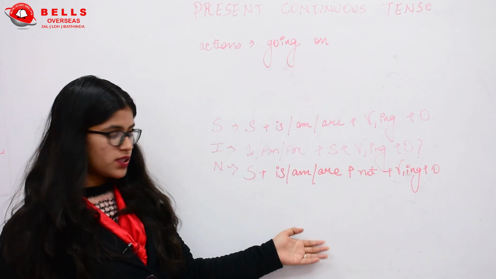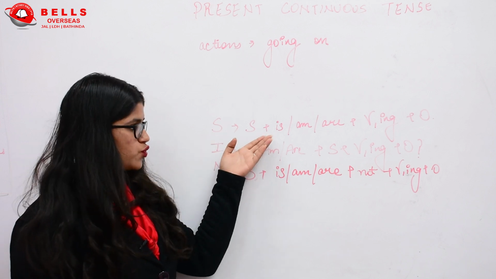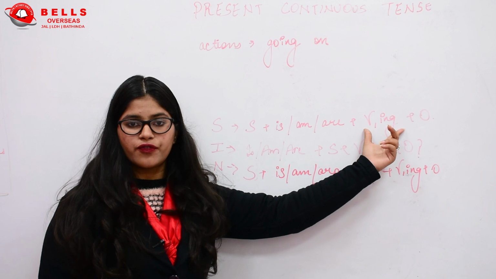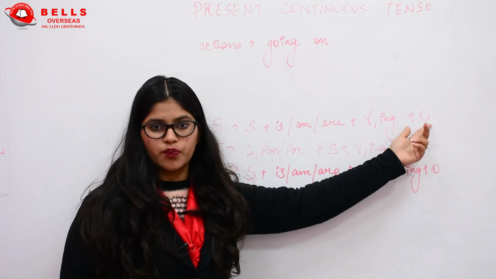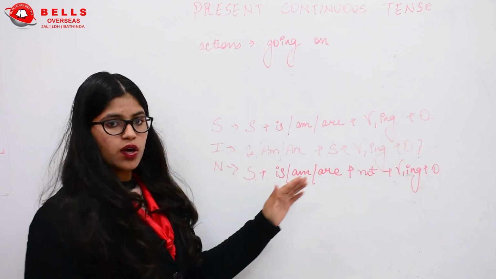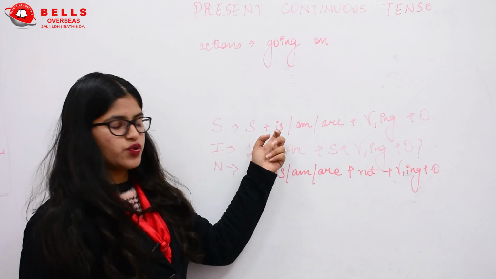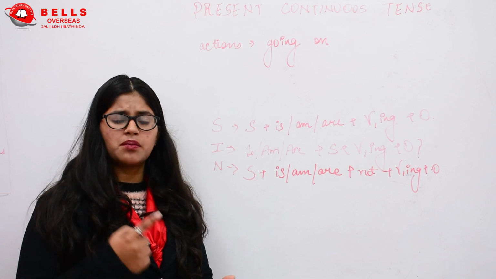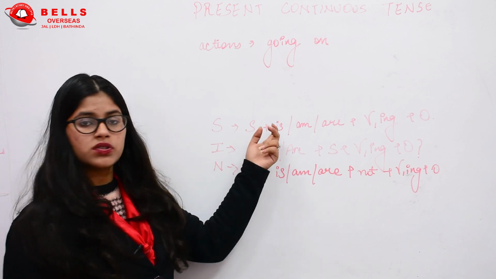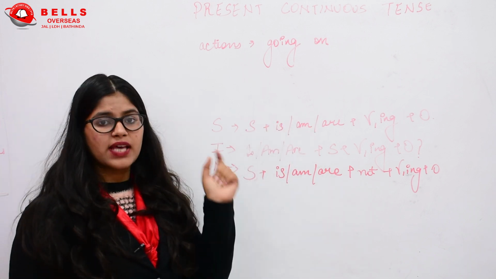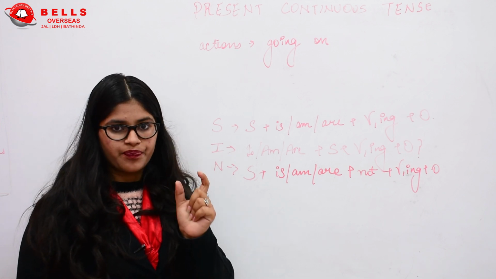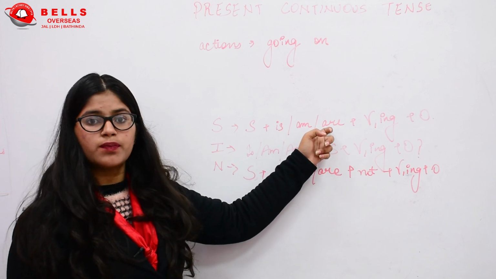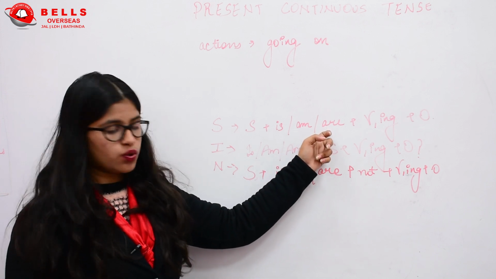Now how do we use it? So simple sentence, we have subject plus our helping verb is, am, are plus verb first form with ing plus object. Now is, am, are, how do we use these? With singular subjects we use is. For example, he, she, it, Sham, Ram, Geeta, we use is. Am is exceptionally used with I. With I we use am. And are is used with plurals, we, they, you.